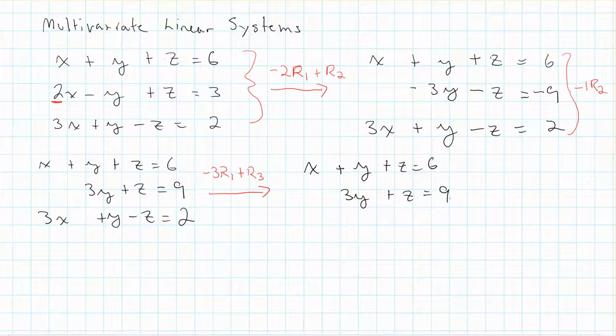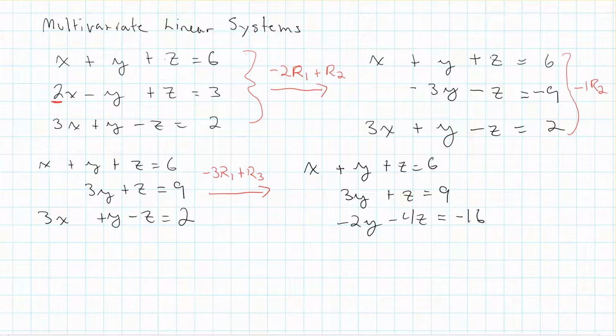Now let's go through and do this bottom one here. So I've got -3 times x, -3x plus 3x is 0. -3 times y, -3y plus y, so I have -2y. -3 times z minus z, that'd be -4z. Negative 3 times 6 is negative 18. Negative 18 plus 2 is equal to negative 16.